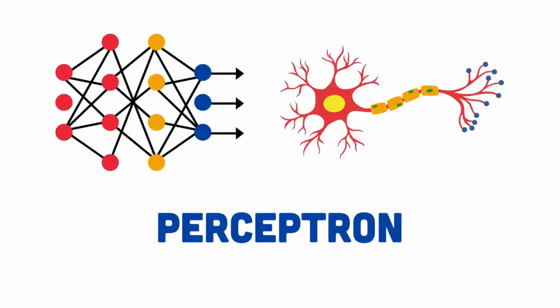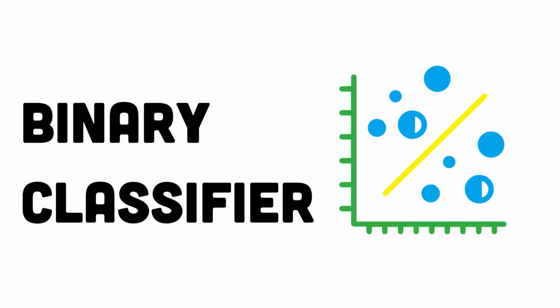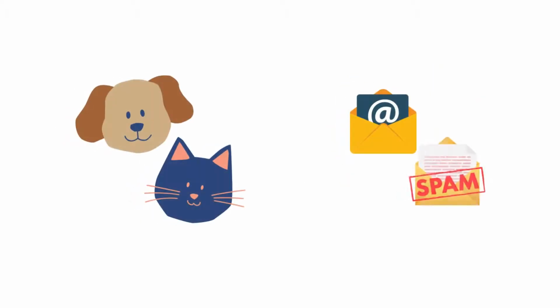So, what exactly is a perceptron? A perceptron is a simple artificial neuron that helps machines make decisions. It's actually a type of binary classifier, meaning it decides whether something belongs to one category or another, like, is this a cat or a dog? Or is this email spam or not?